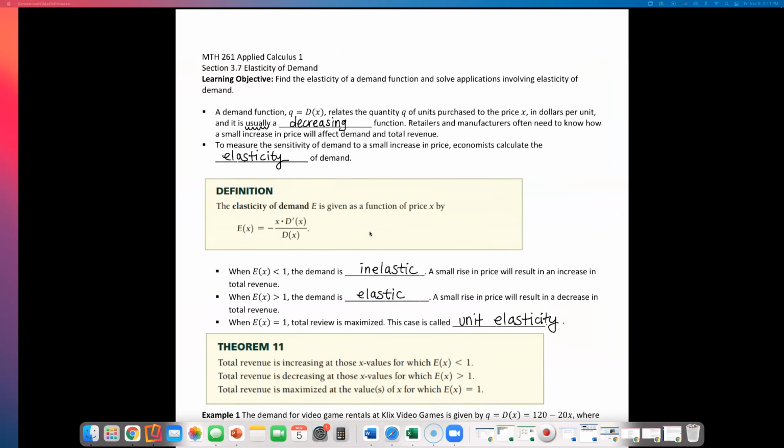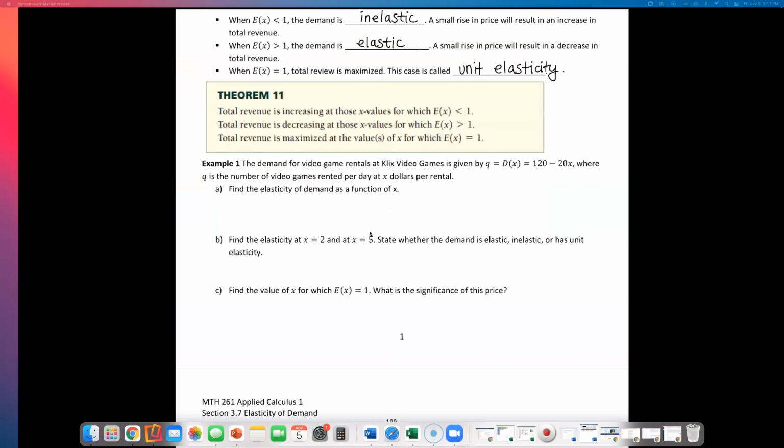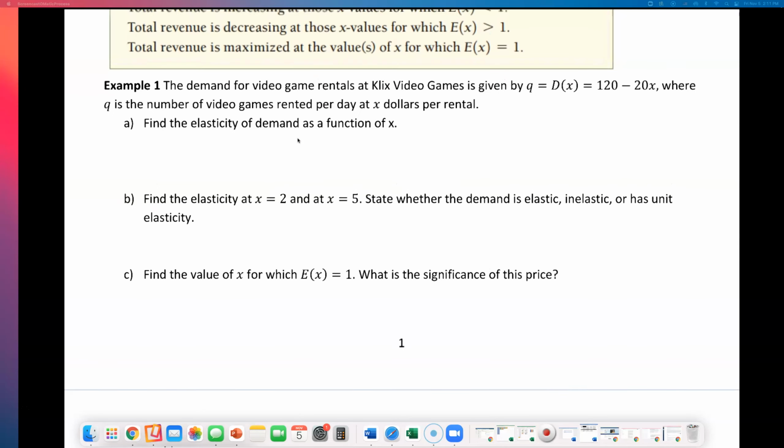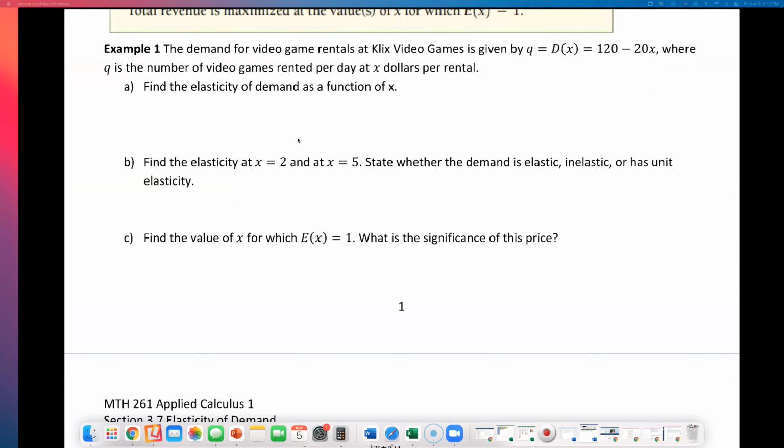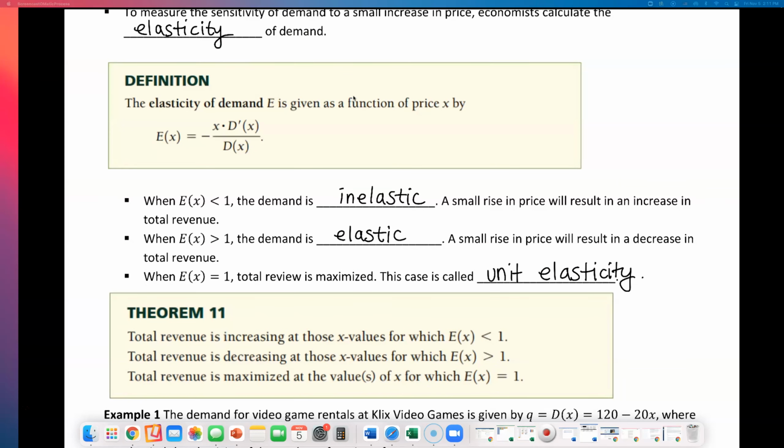So here's the first example. Theorem 11 just organized what we talked about. Here we go, example number 1. The demand for video game rentals at Clicks Video Games is given by Q equals D of x equals 120 minus 20x, where Q is the number of video games rented per day at x dollars per rental. They want us to find the elasticity of demand as a function of x. So we need to have the formula. Let me copy that formula. Here it is.